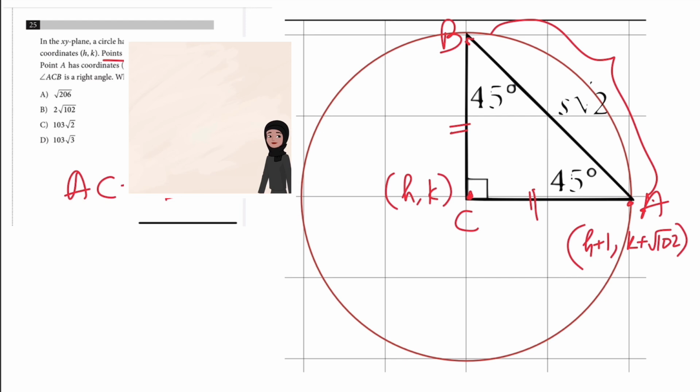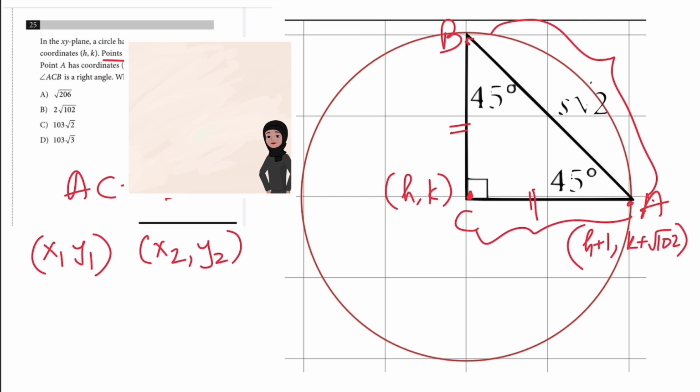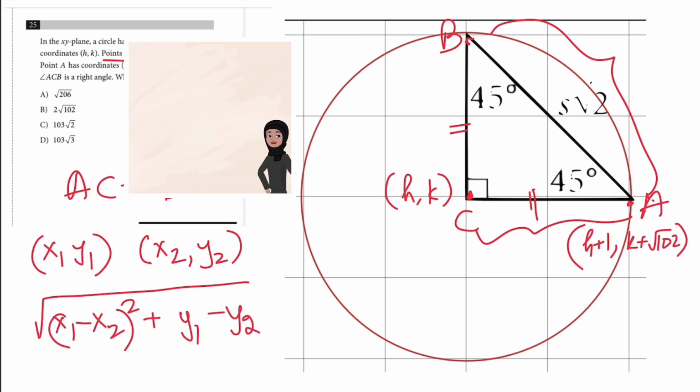So the length of AC, or the distance from A to point C, can be found using the distance formula, which gives the distance between 2 points. Now what is the distance formula? If you have 2 points x1, y1 and x2, y2, the distance formula is given with square root of x1 minus x2 the whole squared plus y1 minus y2 the whole squared. This is the distance formula. So you have to memorize this.